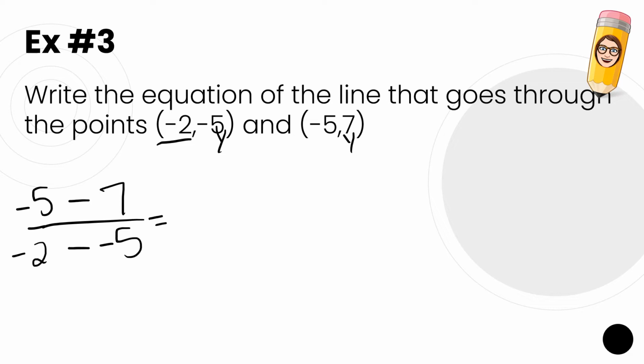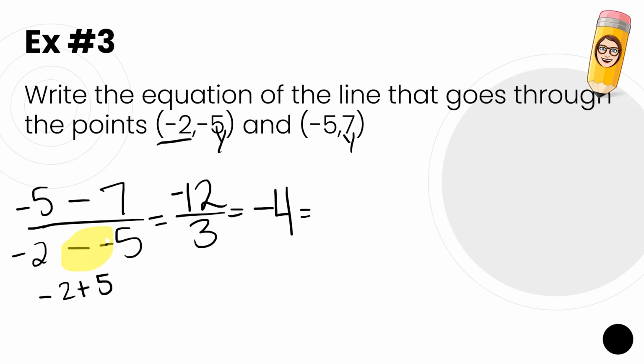Negative 5 minus 7 is negative 12. Look here, we have a double negative. A double negative becomes addition. So we actually have negative 2 plus 5. That would get me to 3. This divides. Negative 12 divided by 3 is negative 4.